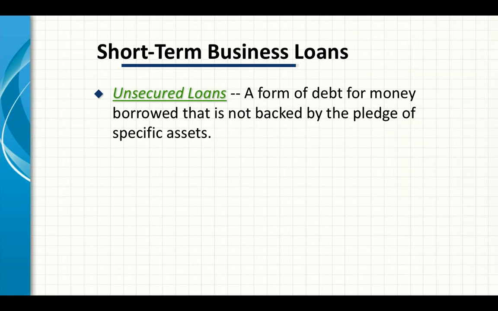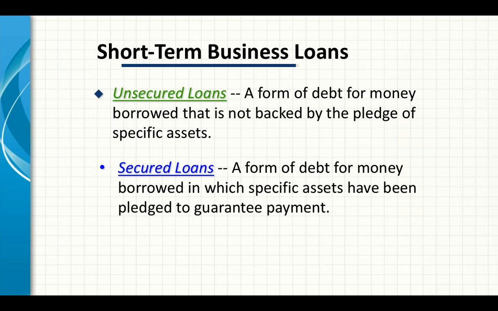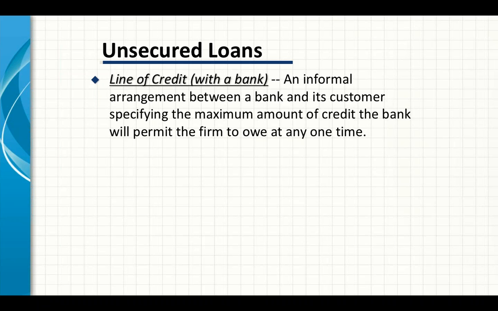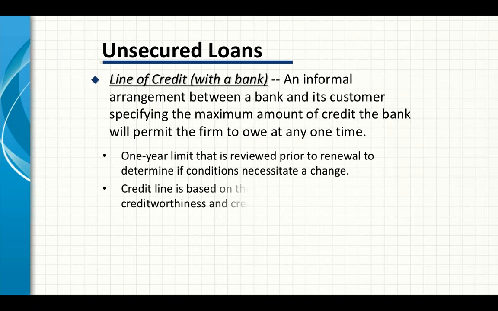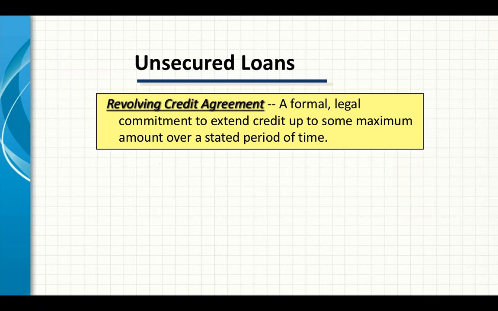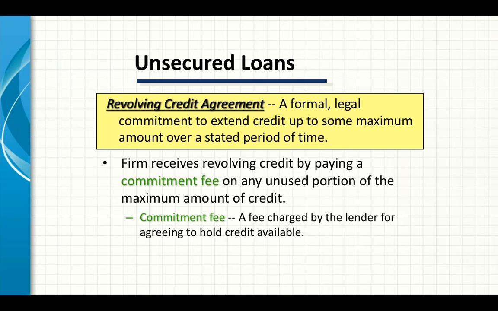Unsecured loans: various unsecured loans, short-term loans given by the banks against security, that is a secured loan. With no security, no pledge, it is unsecured. Line of credit: so many different types of other loans or lines of credit are given to the customer. Unsecured loans are like the revolving credit agreement, which I just explained to you.